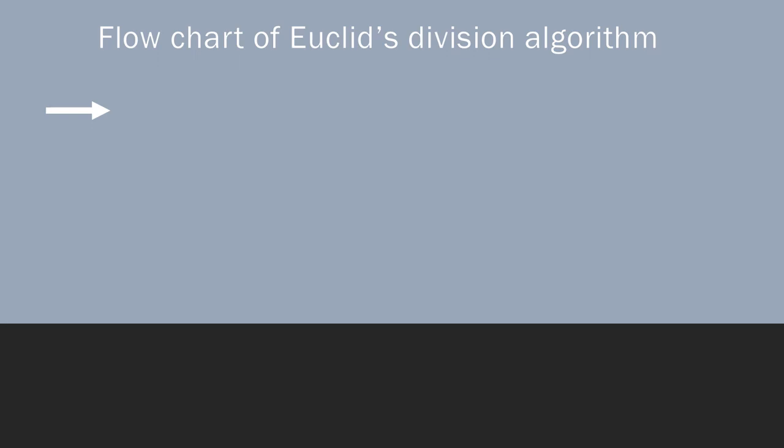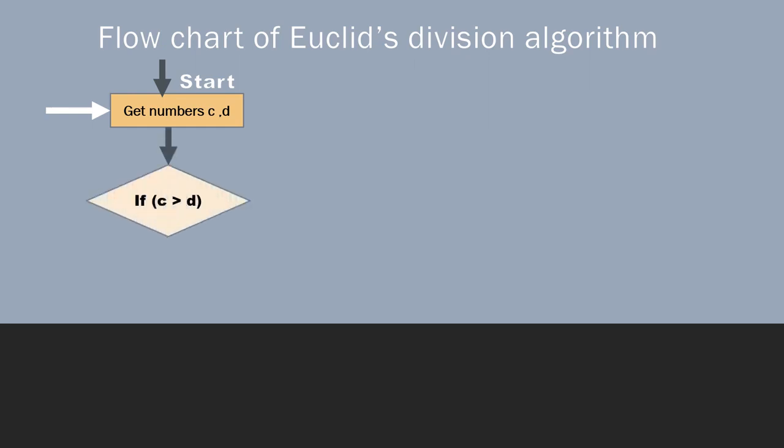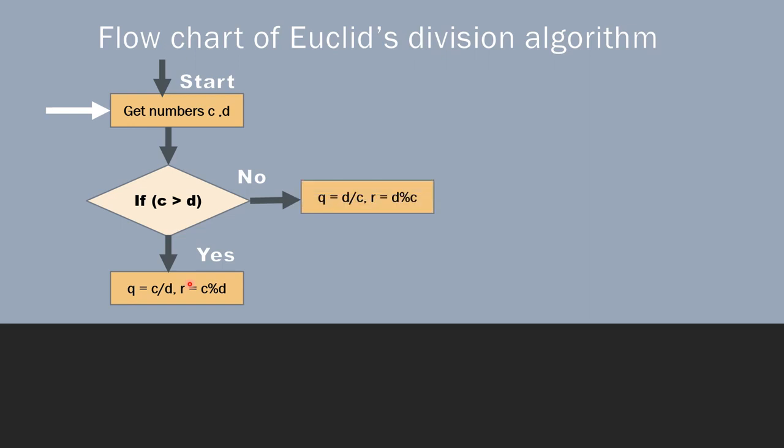Now we'll see the flowchart for the Euclid algorithm. Let's start. It is the same algorithm given in diagrammatic form. You are given the numbers a and b. Then we check if a is greater than b. If yes, then c is greater than d, and we divide c by d. That will give the quotient, and we find the remainder. If c is not greater, then we divide d by c.